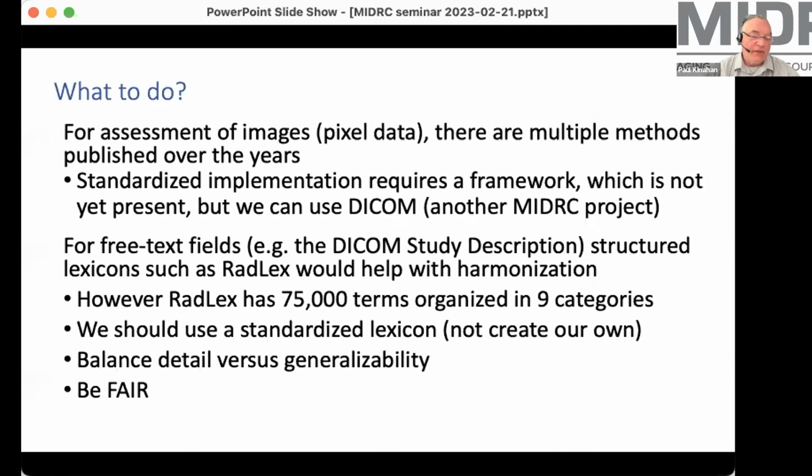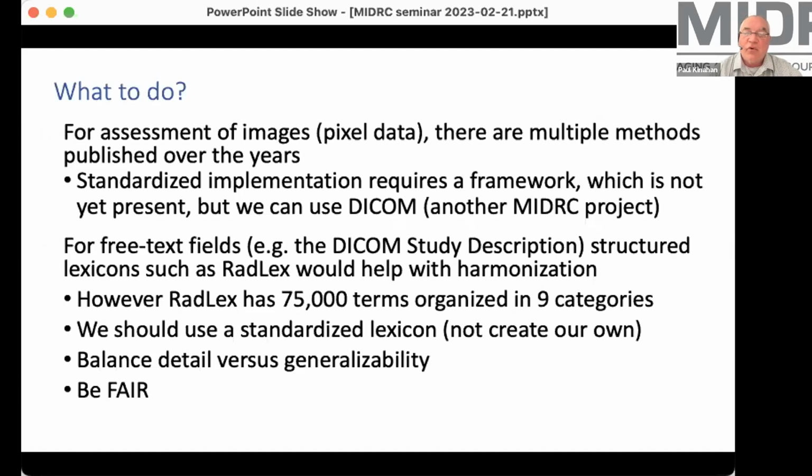There are even more recently some newer methods being developed that combine multiple AI models that seem to have promise. What we don't have yet is a framework that allows these all to work together, and this is part of another MIDRC project that's underway that we can hopefully talk about at a future seminar. The second part we'll focus on here is about the free text fields in the DICOM headers, in particular the study description.